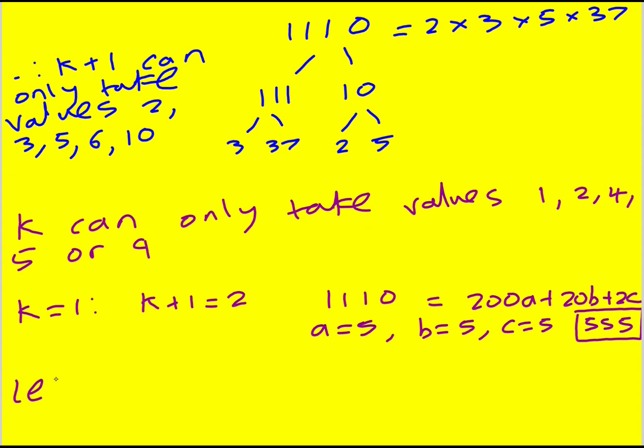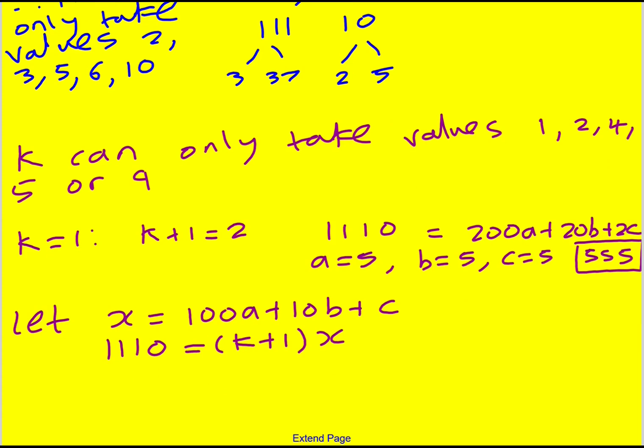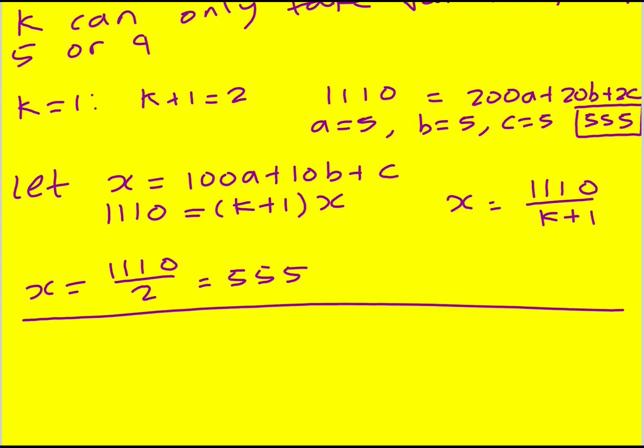Instead, we can just let x equal our 100a plus 10b plus c. Remember, that's our original PIN number. So our equation is then going to be 1110 equals K plus 1 times x. So that means that x is just going to be 1110 divided by K plus 1. That's going to be so much faster to get all of the different PINs. Because, for example, K equal to 1, x is going to be 1110 over 2, which gives us 555. So I'm going to use this approach for all the rest of them.